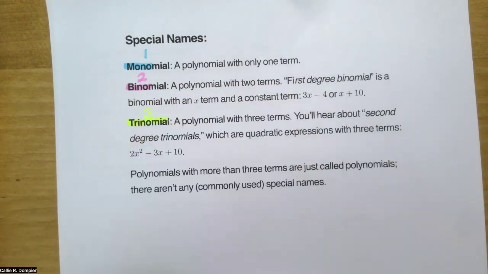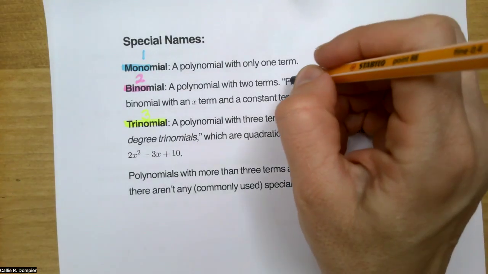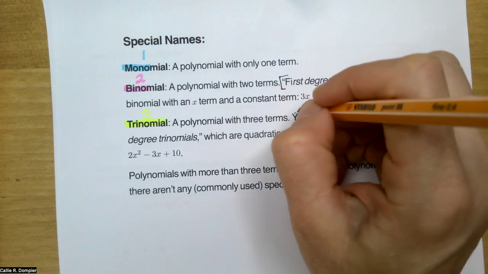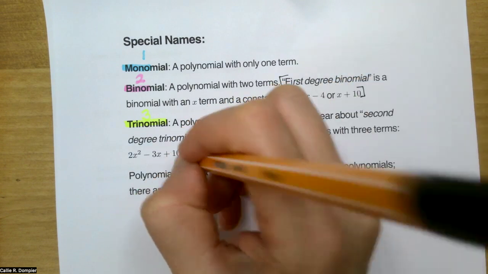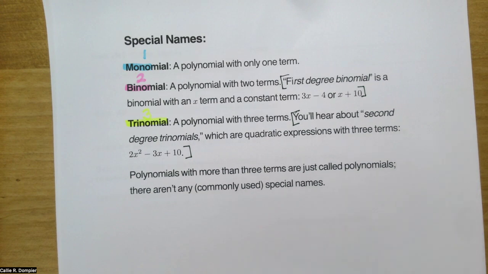Trinomial has three terms. Good? Oh, ignore all of this. You do not need to know that. You won't hear about that. Okay, but those are good examples. Polynomials with more than three terms are just called polynomials. There aren't special names that we're going to use for them.